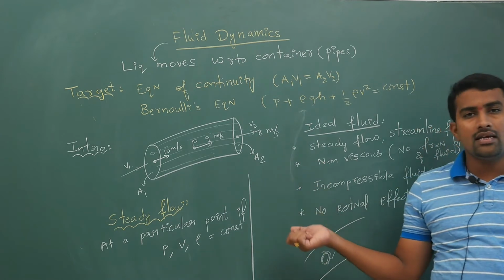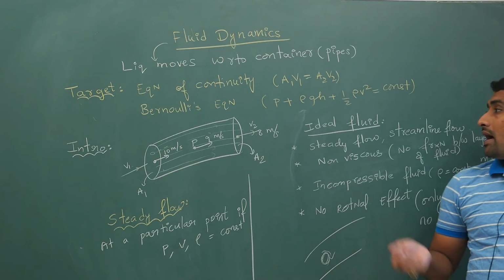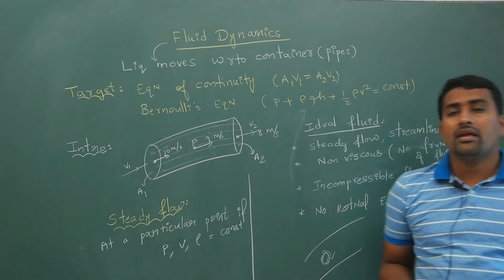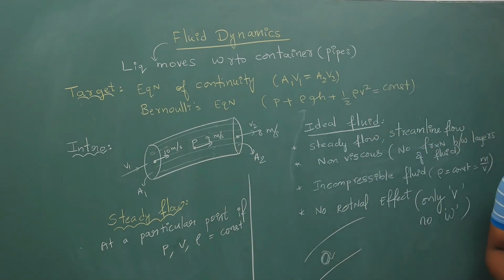So if a liquid satisfies all these conditions, then you can call that liquid an ideal fluid, and for this ideal fluid only we will be applying the equation of continuity and Bernoulli's equation. So copy this stuff down.